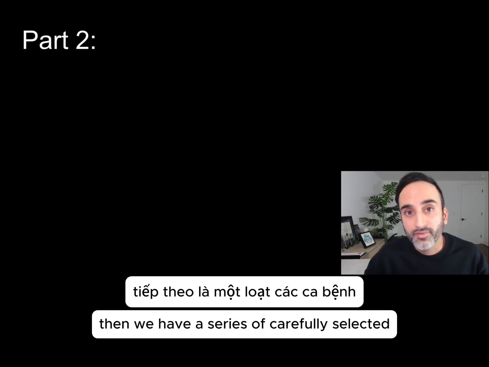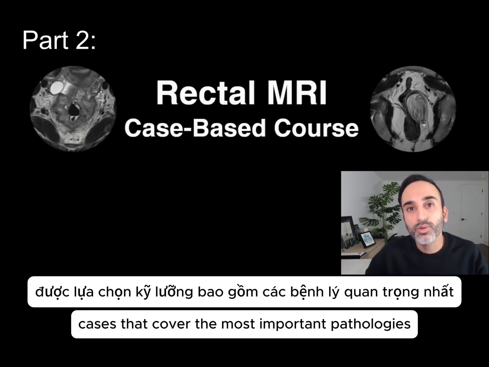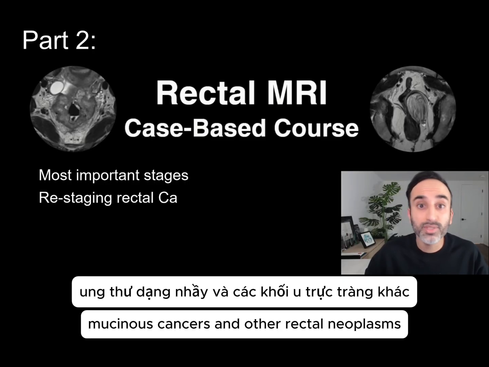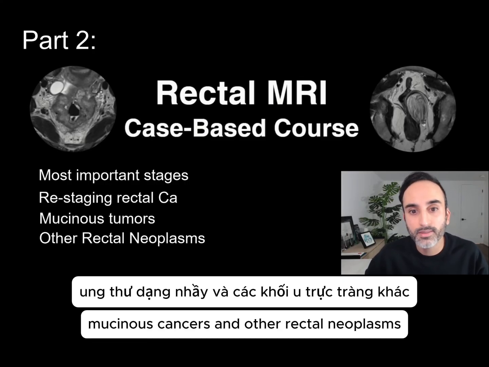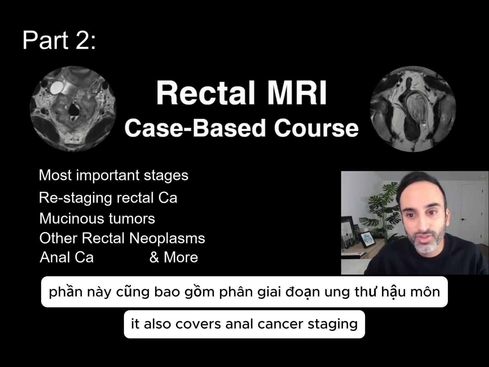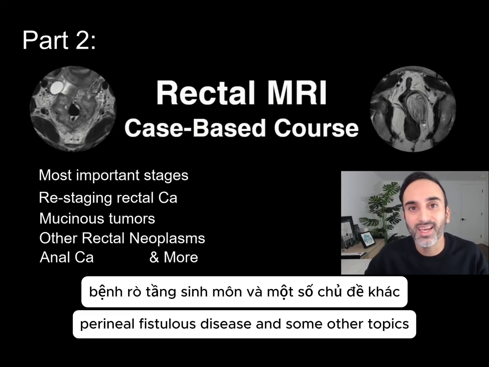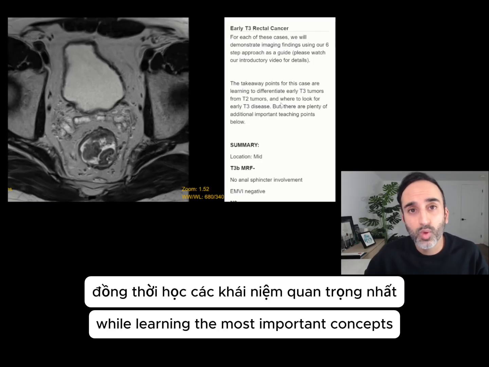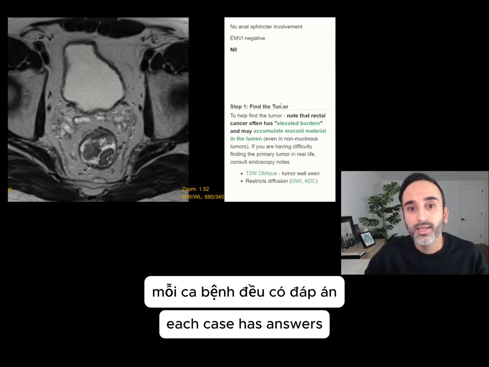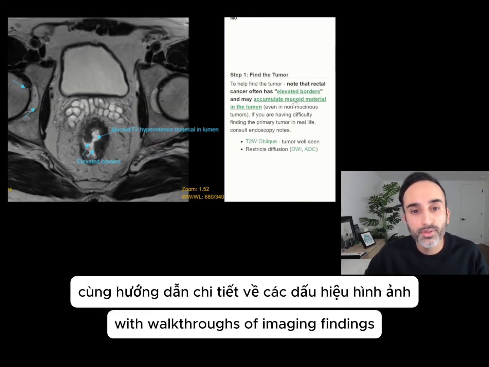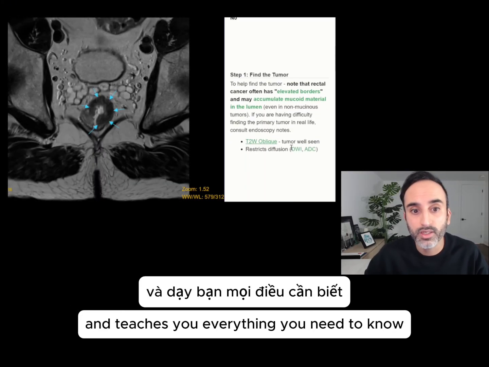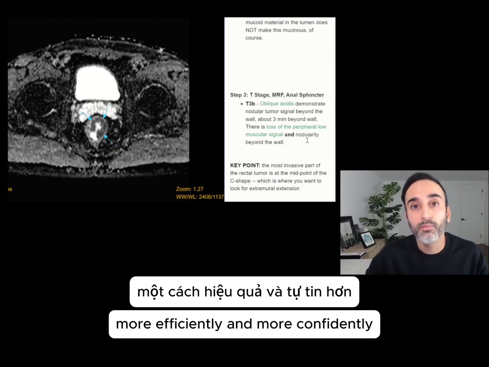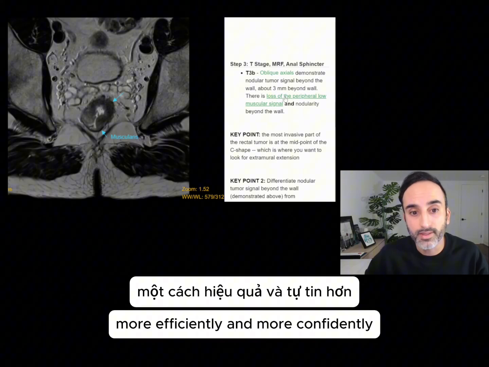Then we have a series of carefully selected cases that cover the most important pathologies and stages, how to restage rectal cancers, mucinous cancers, and other rectal neoplasms. It also covers anal cancer staging, perianal fistulous disease, and some other topics. The cases give you a chance to practice while learning the most important concepts. Each case has answers with walkthroughs of imaging findings and teaches you everything you need to know. By the end of the course, you'll have everything you need to interpret rectal MRI more efficiently and more confidently.